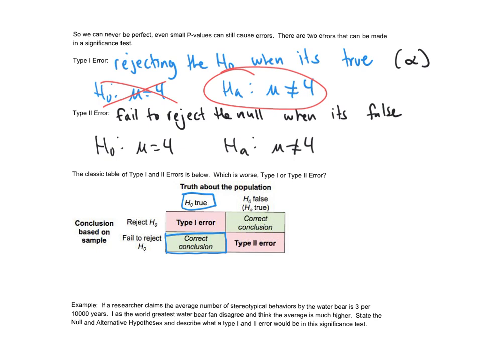Same idea, if it's false, I should reject it. If it's false, I should say it's false. I shouldn't fail to say it's false. I shouldn't say, well, I don't know. I should say it's false if it is false. So that is the idea behind type 1 and type 2 error. It's just something that exists in a significance test. It's not something we speak to in every problem, but it is always prevalent and something you have to consider when you're doing authentic research.